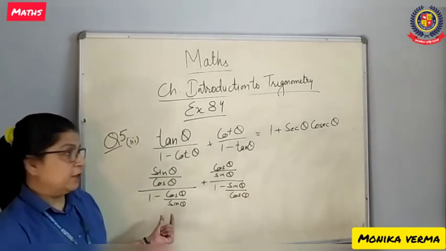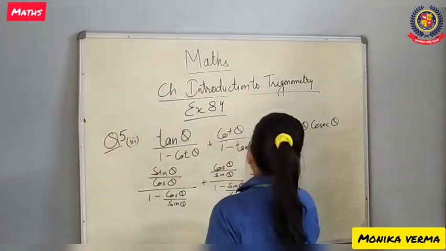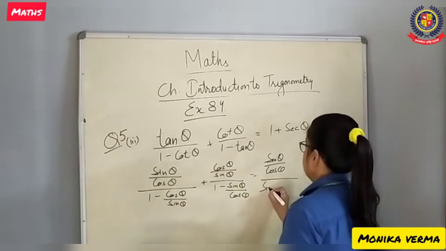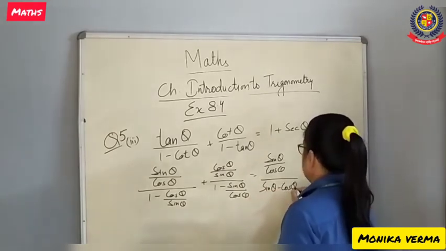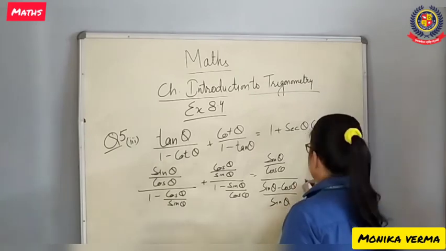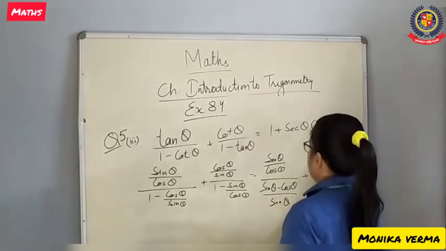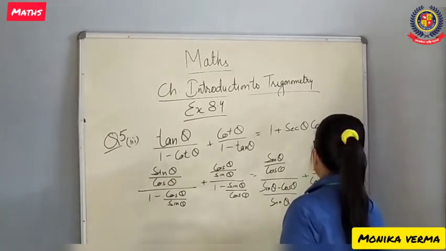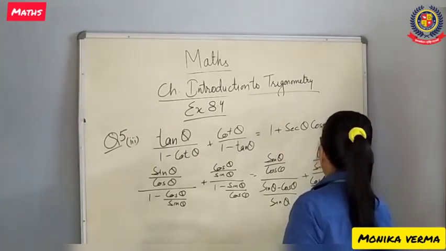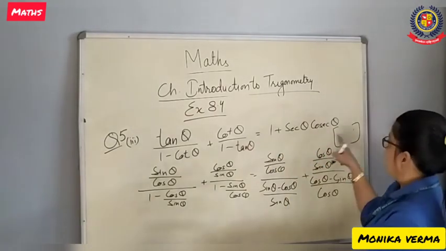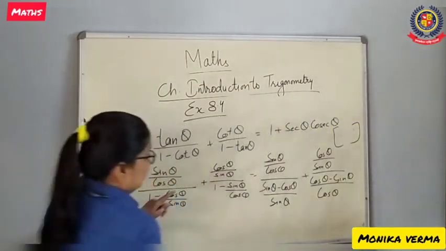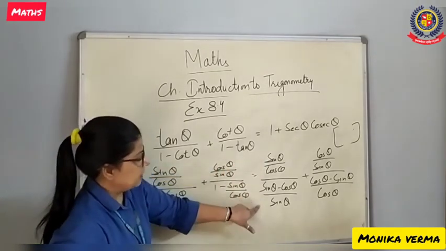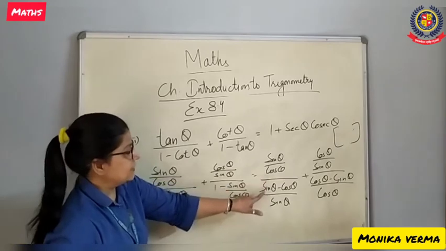Now we will take LCM in the denominator. We will have sin theta by cos theta upon (sin theta minus cos theta) upon sin theta, plus cos theta upon sin theta upon (cos theta minus sin theta) upon cos theta. And here you have to write the values of tan and cot. Now we are having 4 columns: 1, 2, 3, 4. And how to solve them? We have to multiply these 4. First and fourth will be multiplied, and second and third.